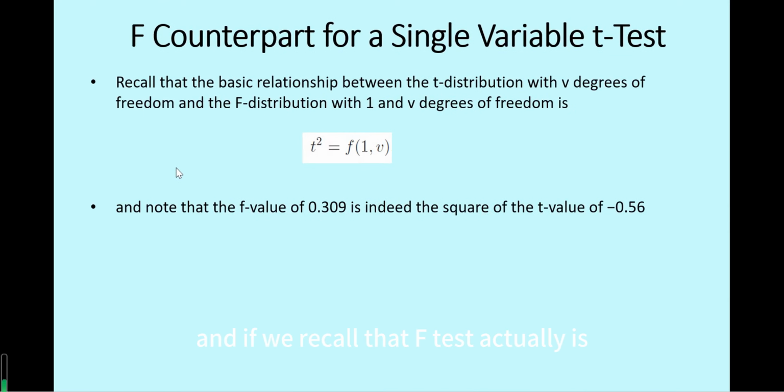And if we recall, an F-test with 1 and V degrees of freedom is actually the same as a t-test with V degrees of freedom. The t-test statistic squared equals the F statistic. So if we look at the F value here, 0.309, it is actually the square of the t value of minus 0.556. So these two kinds of tests will get the same result.